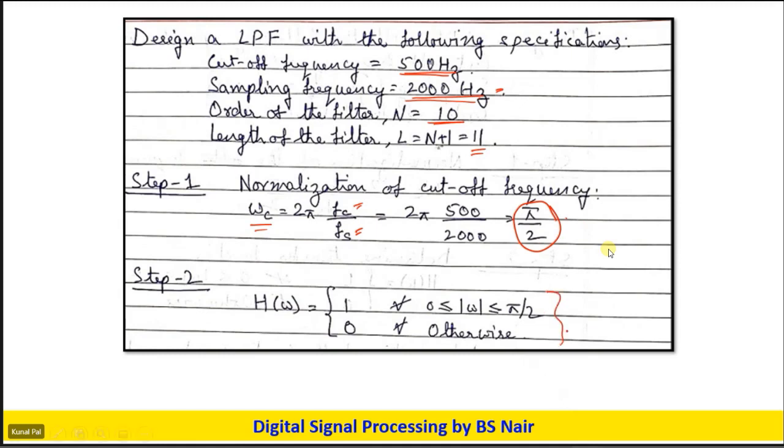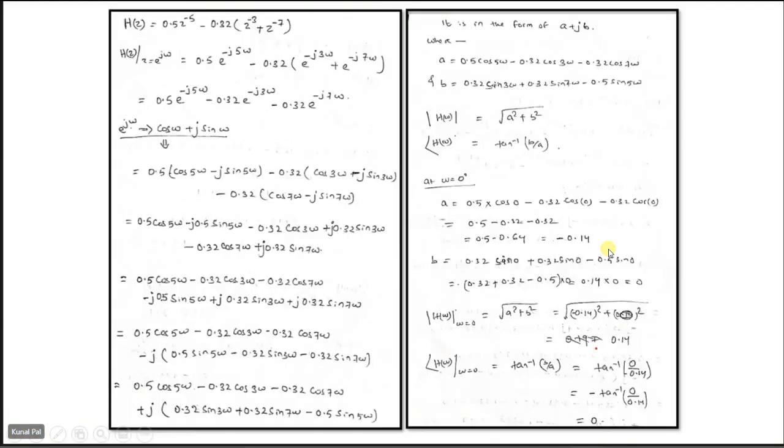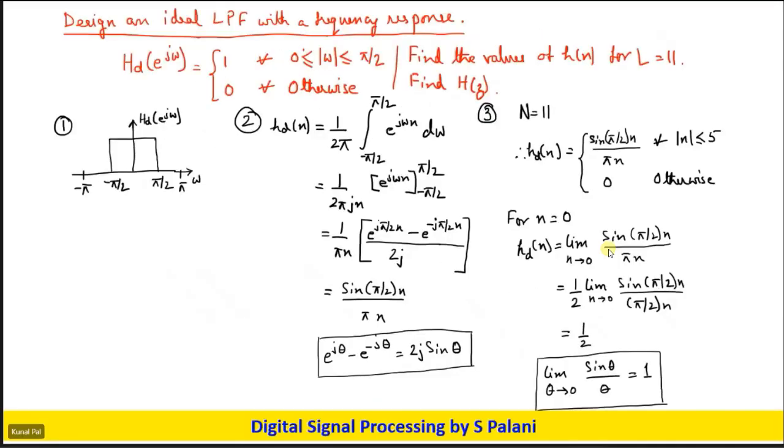And you get to the first question which we discussed, the low pass filter, where H(omega) is given by 1 for modulus of omega varying in the range of 0 to pi by 2, and 0 otherwise. If you compare this with the first equation, both are the same. So please keep this in mind.